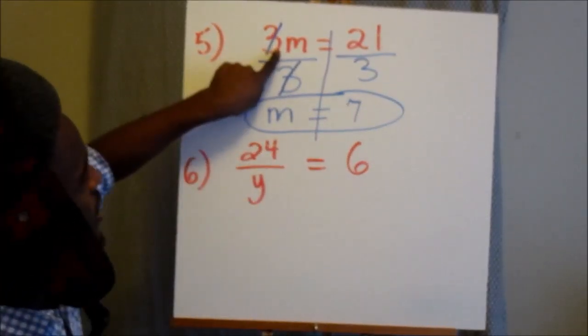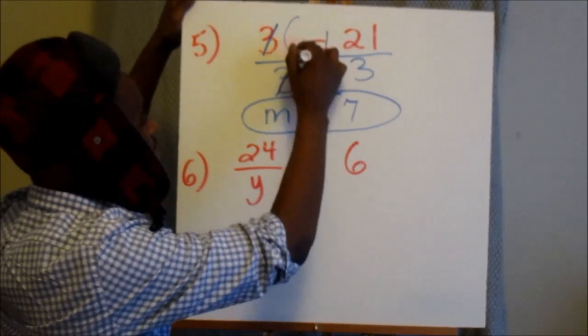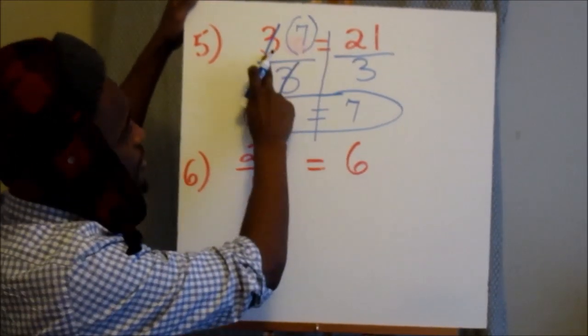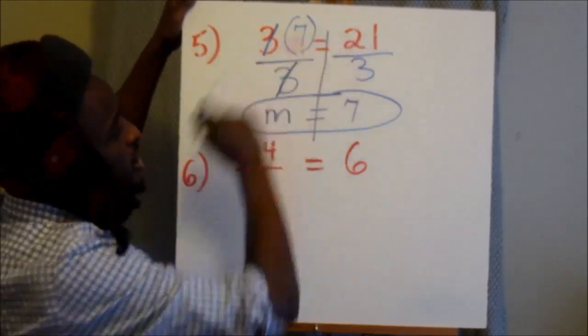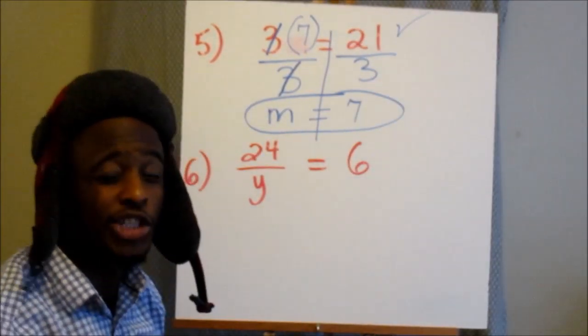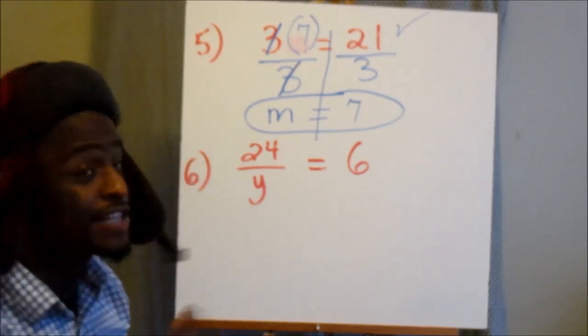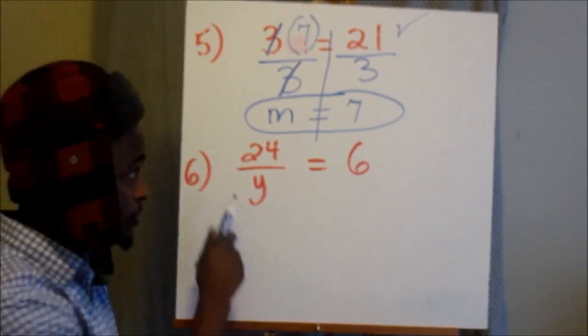Alright, I can always come back to substitute. Instead of putting an m here, I will substitute in using parentheses my 7. And 3 times 7, it does equal 21, so it checks out. Alright, number 6 is another tricky problem just like number 3, where we have to use substitution in order to solve it. At least for now, until we get later on in the year.